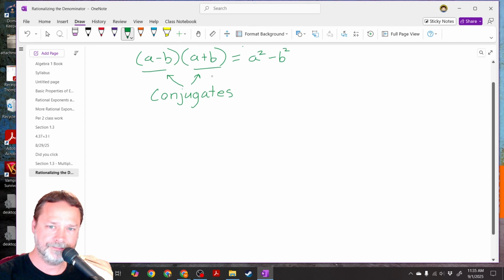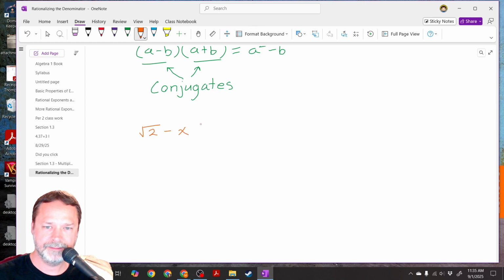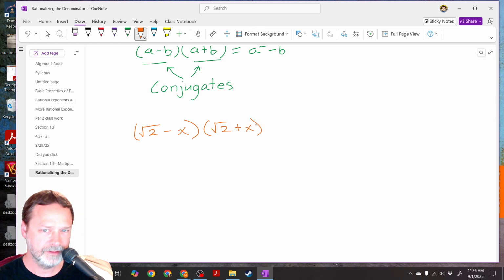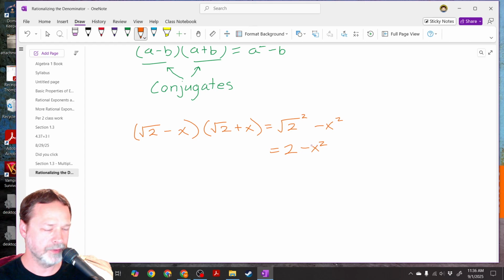So, for example, let's just say root 2 minus x times root 2 plus x. If I multiply those conjugates, I will get what I have up here. In other words, I get root 2 squared minus x squared, which of course is going to give me 2 minus x squared, right? We can multiply it out, but that's a fact.